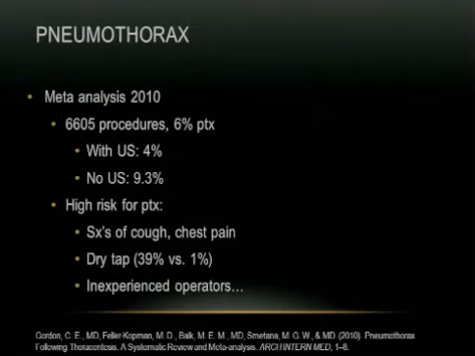Well, pneumothorax, and this has been, as you can see, looked at pretty closely. Meta-analysis with over 6,000 patients found a 6% pneumo rate with thoracentesis. That was surprising to me. But then I saw that this includes ultrasound or non-ultrasound guided thoracenteses. And of course, as you would expect, the risk of pneumo is going to go way up when you're not using ultrasound guidance.